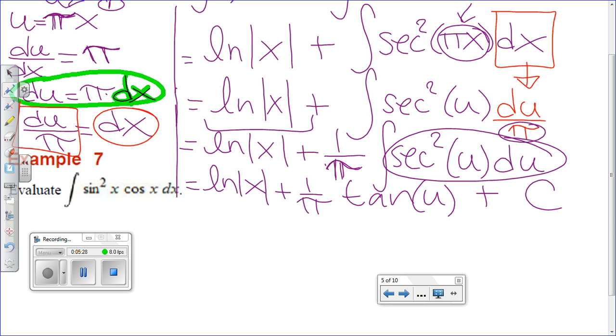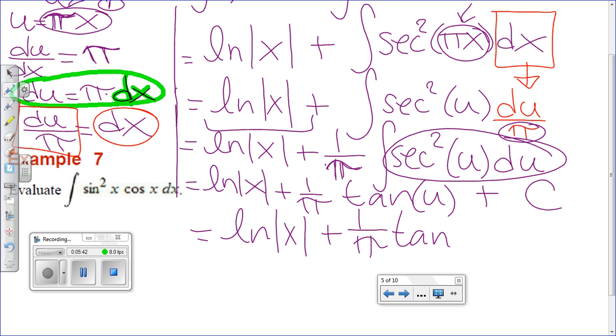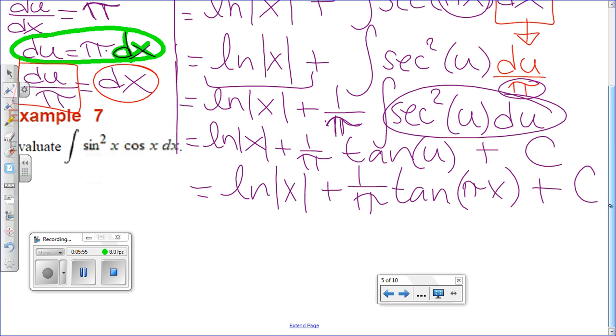And then the last thing left for us to do is to back substitute the expression that we chose for u, which is pi times x. Okay, and that is the final answer.